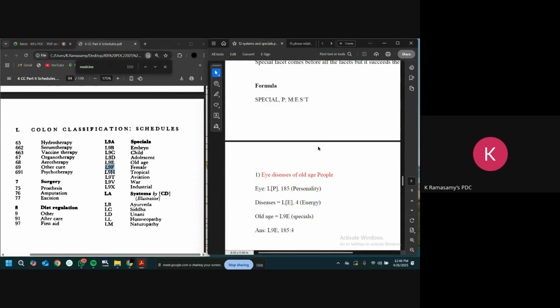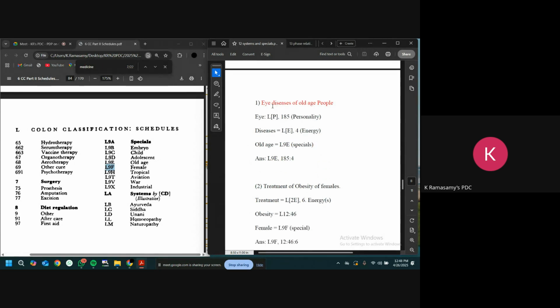Same formula: special, comma, P, then MEST. For example, eye diseases of old age people. What is the number for old age? This is L9E, elderly, L9E. That is specials. I got the number for specials.